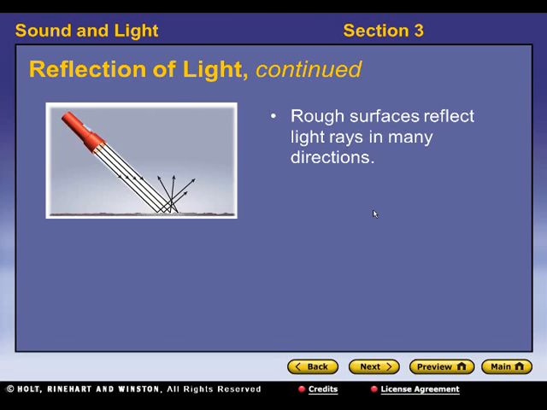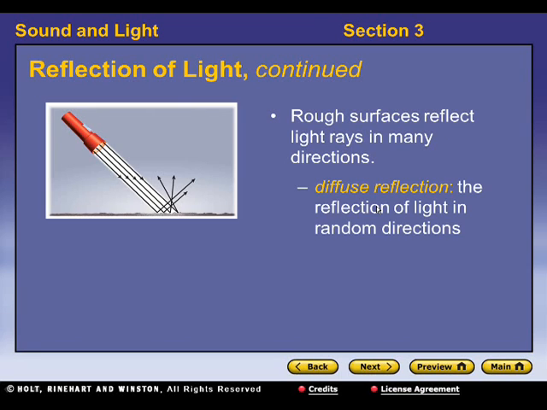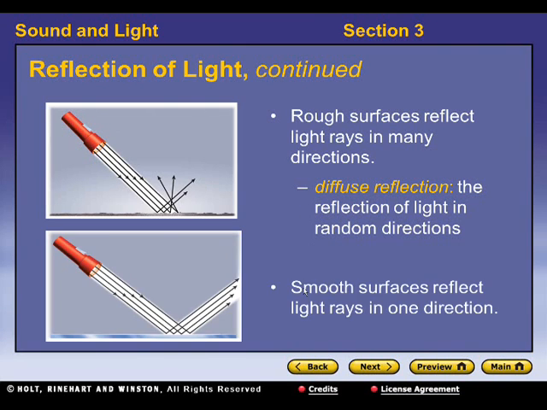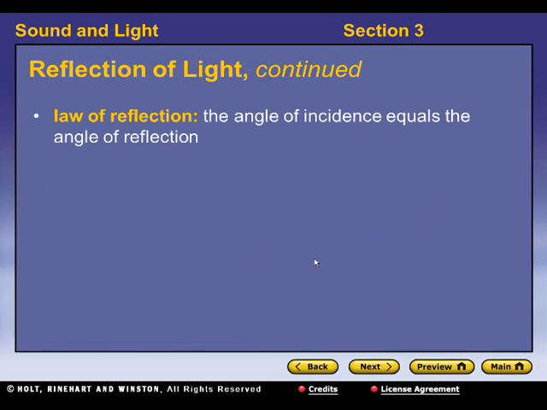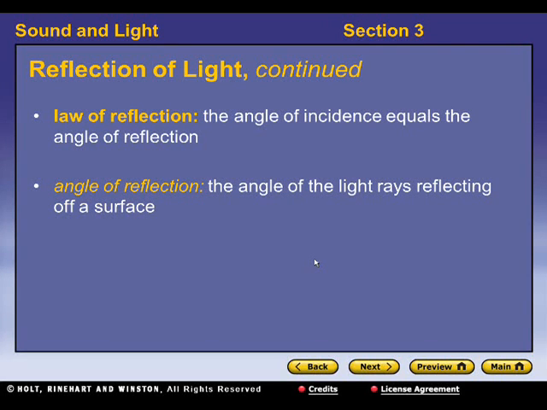Rough surfaces reflect light rays in different directions, and that's called diffuse reflection. So light bounces off in random directions. Then you have smooth surfaces, which reflect light rays in one direction, and that's called specular reflection. The law of reflection is that the angle of incidence equals the angle of reflection.